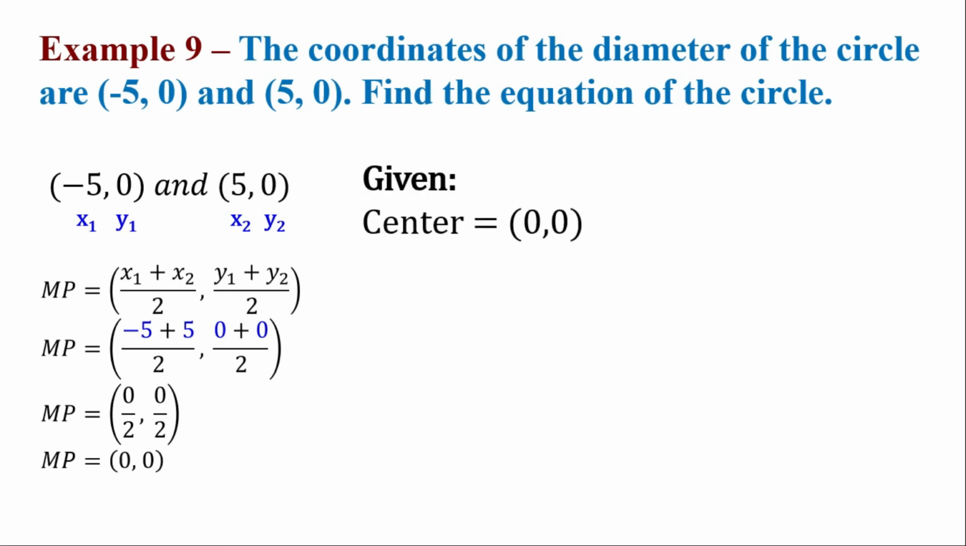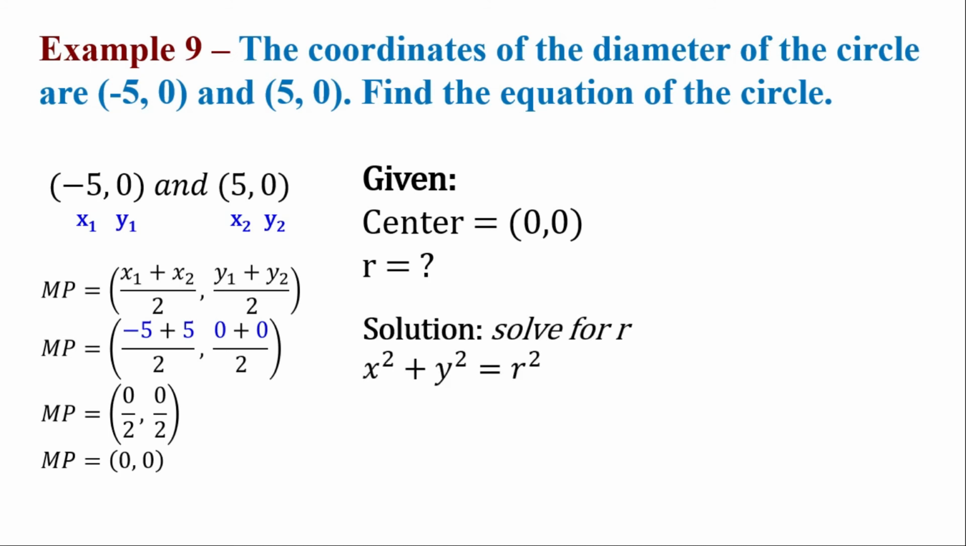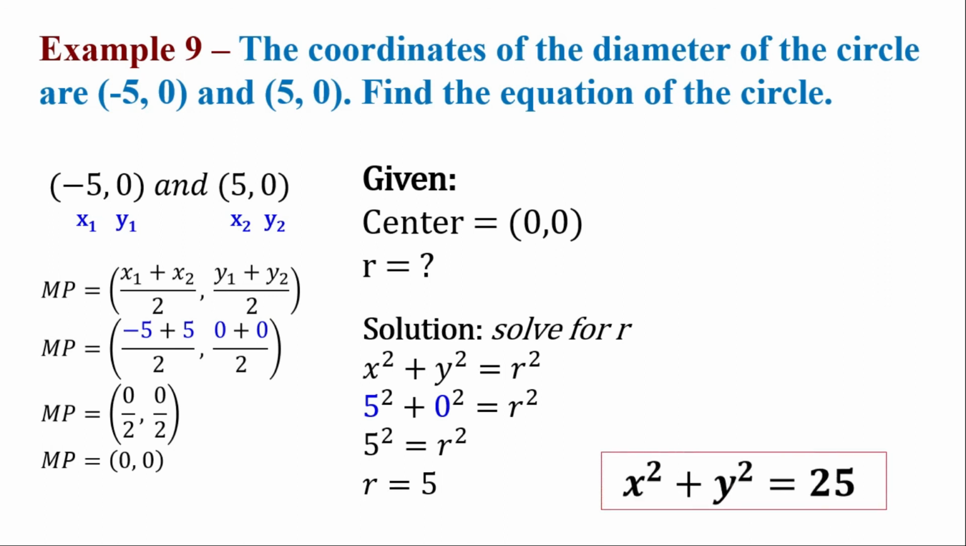So the center is the origin, and now we need the radius. Now to solve for the radius, let's use one of these coordinates. I'll be choosing 5 comma 0 to substitute in x and y so that we could find the radius. If I substitute 5 to x and 0 to y, I'll be getting the radius of 5. So now I have the radius and I have the center of the circle, and I can now write the equation for this.